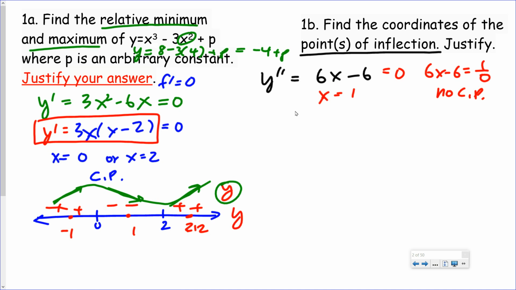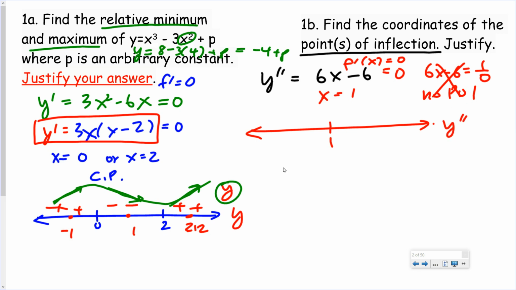Actually, that was a misnomer. These aren't called critical points. What are they called? POIs. Possible POIs. So no possible POIs from the DNE side, but I have one possible POI on the F double prime equals 0 side, and that's at x equals 1. Now I'm going to do a y double prime number line. Everybody with me? Guys, this is pretty much the critical point of the y prime. It has a new name. Now it's a possible POI of the y graph.